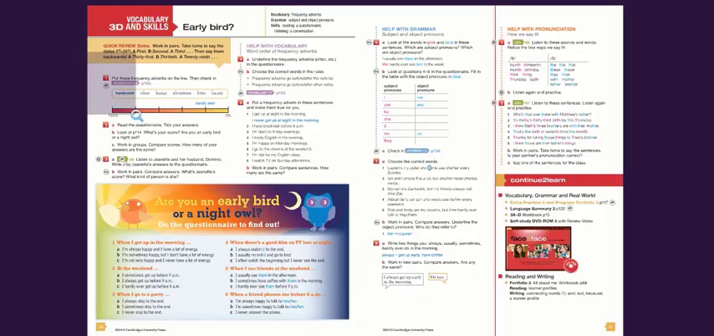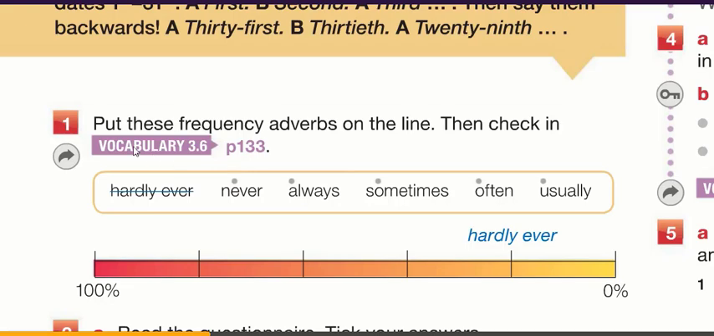The first exercise here, we'll study frequency adverbs. Put these frequency adverbs on the line, then check in vocabulary 3.6, page 133. So frequency adverbs: hardly ever, never, always, sometimes, often, and usually.